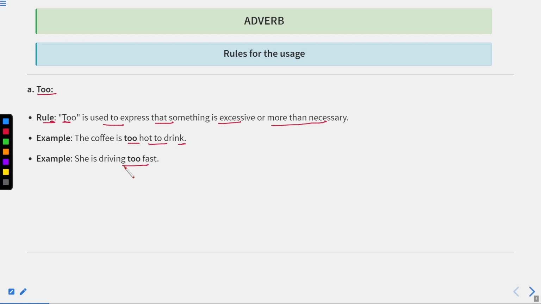So when you have something which is beyond the limit, that is shown by the word too. So too is an adverb. Obviously it can be used before a verb, before an adjective, before another adverb, and it shows the extremeness of something, thus making a negative impact.